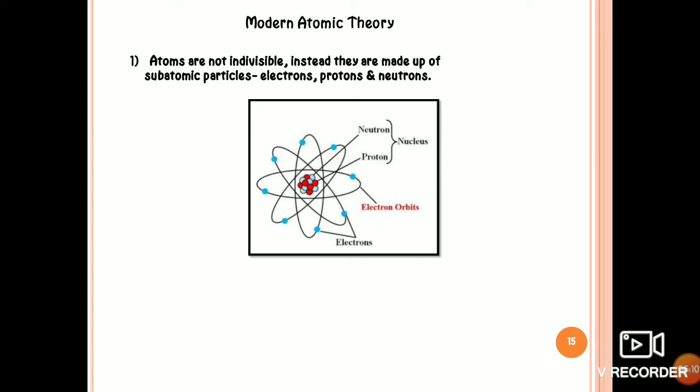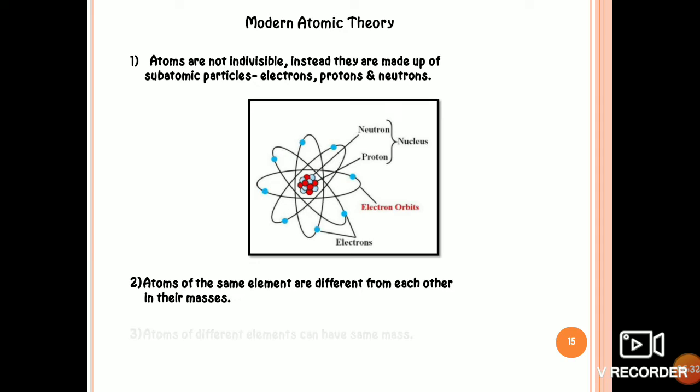Second, Dalton in his theory said that all atoms of an element will have the same mass and the same chemical properties. But after some time, it came to be known that the atoms present in an element can have different masses but the same chemical properties, which is known as isotopes.